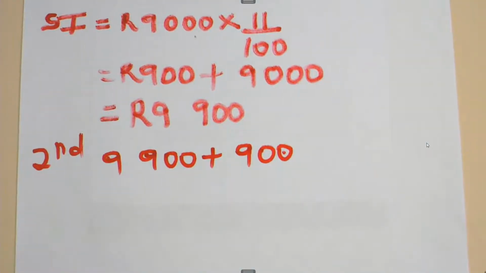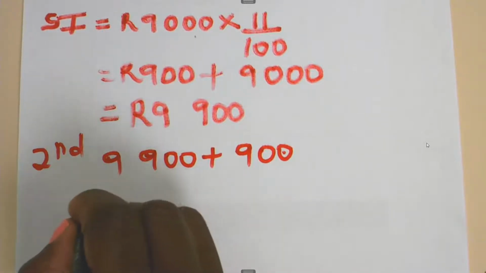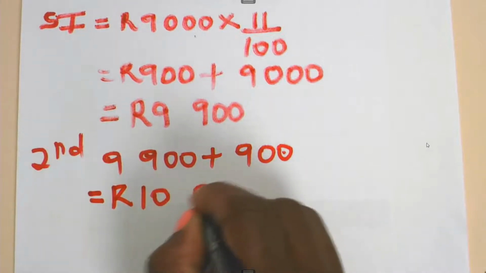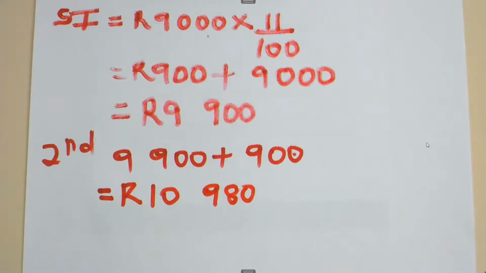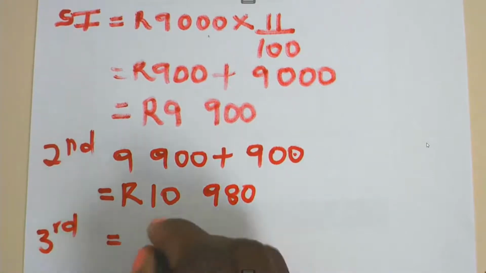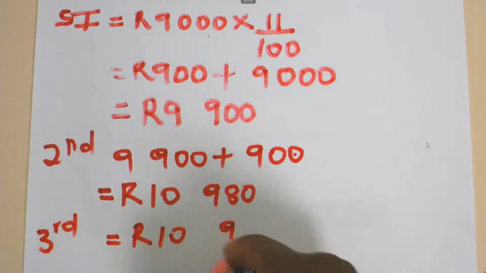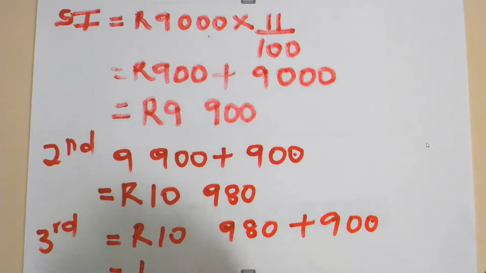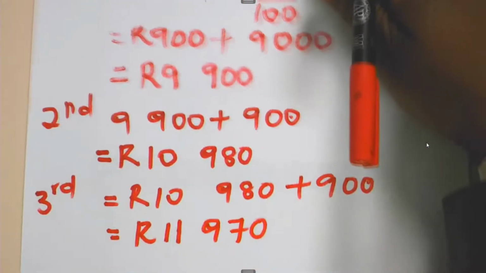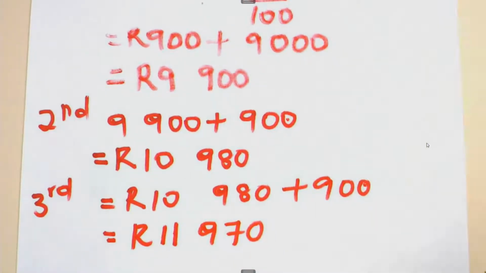So during the second year, 9,900 plus 900 rand will be giving us an amount of 10,800. And then we move to the third year. In the third year, we still do the same. We add 10,800 plus 900. When we add during the third year, we have 11,700. Remember, simple interest, you just add the interest from year 1 up to year number 5.